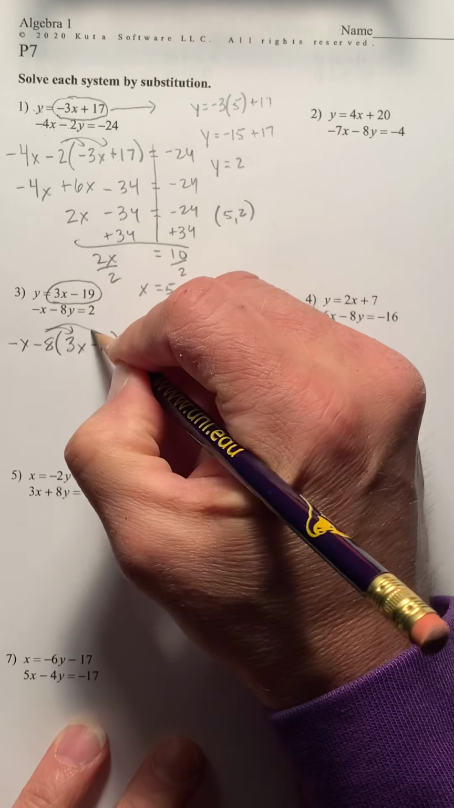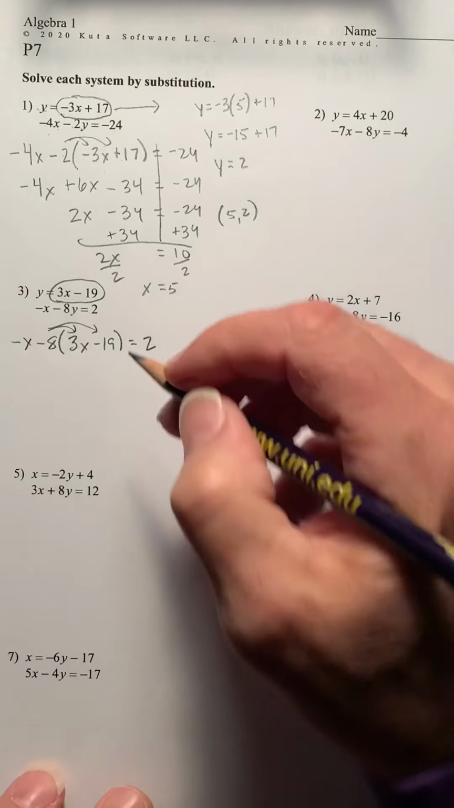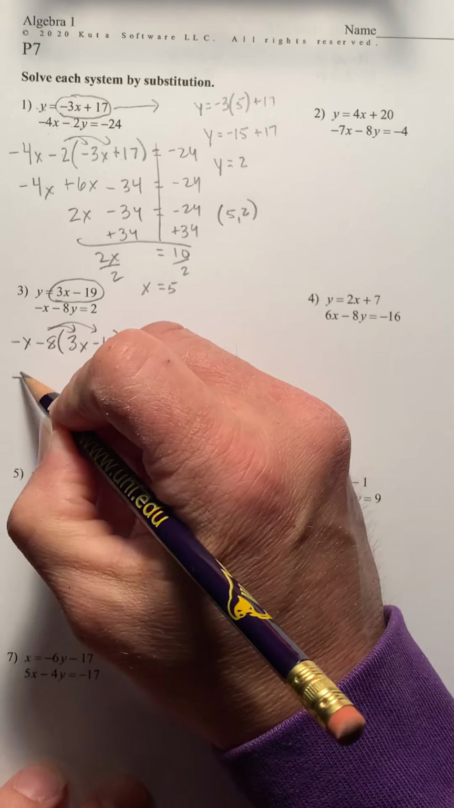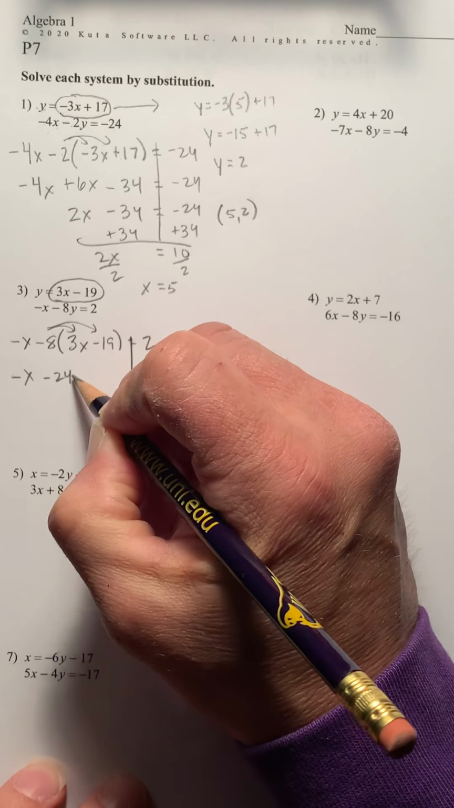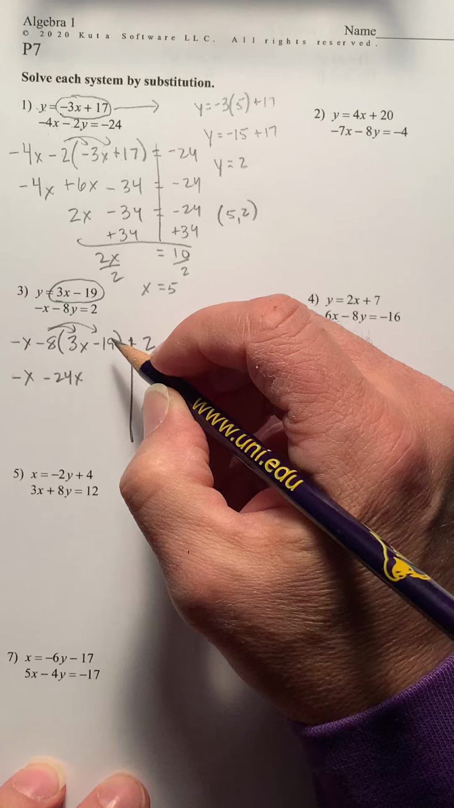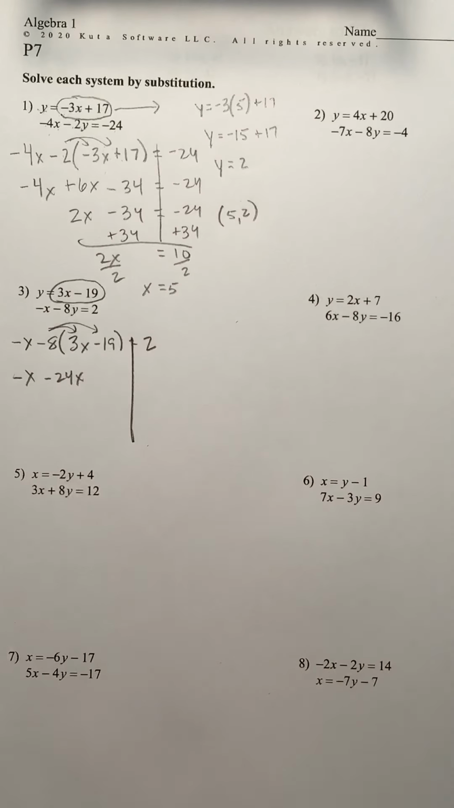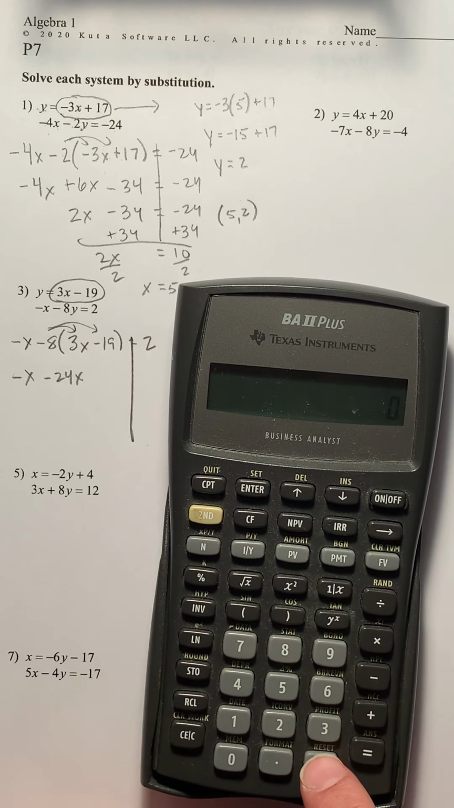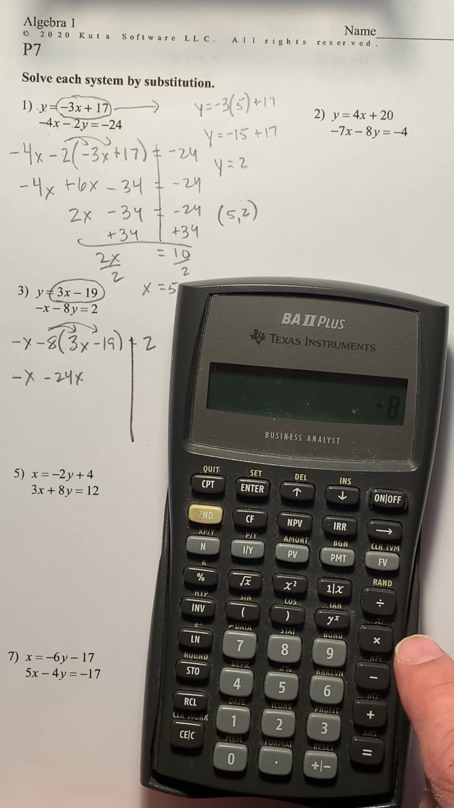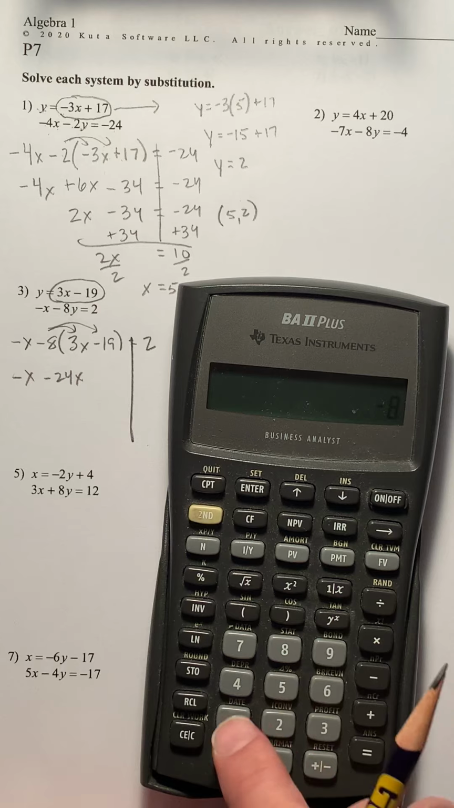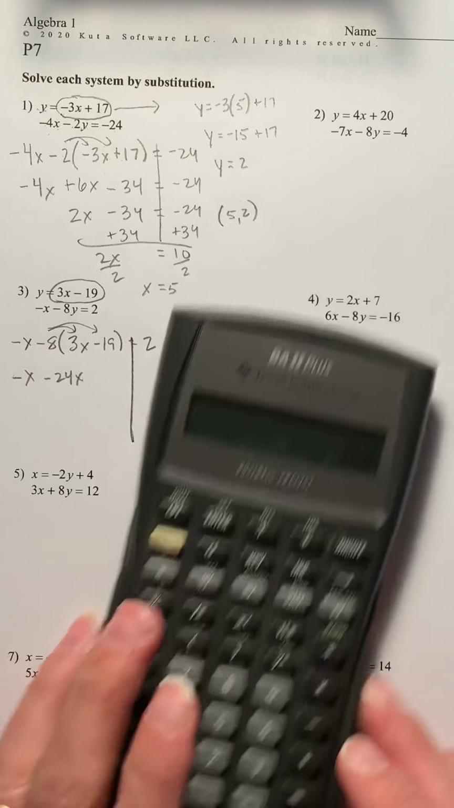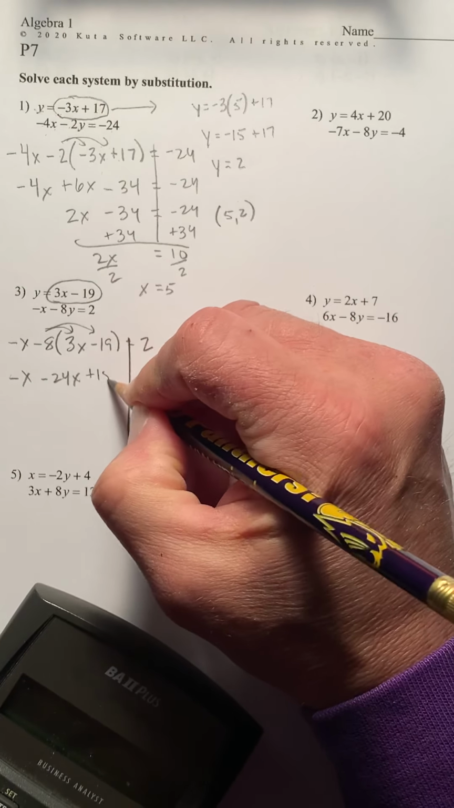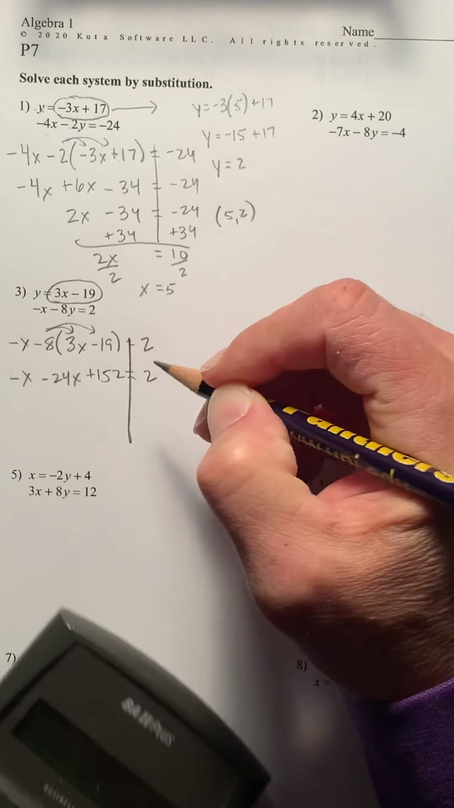We do our distributive property to make the parentheses go away. Those don't do us any good. Negative x minus 24x, negative 8 times negative 19. Now that's one I don't know off the top of my head. So I'm going to go to my calculator and type in negative 8 times negative 19. 152. Positive 152 equals 2.